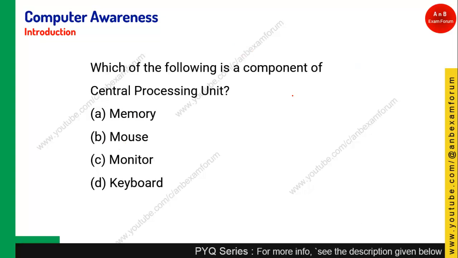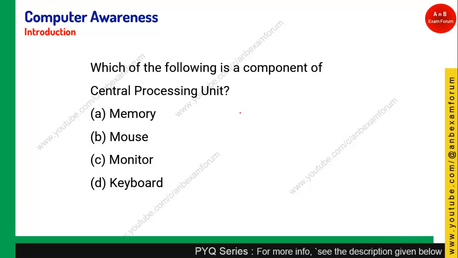Coming to the next question, which of the following is a component of CPU? A very simple one. We have seen a lot of questions coming from the central processing unit. CPU consists of, as I told you many times, CU, ALU and memory. And if you see, option A is there, so option A is the correct answer.